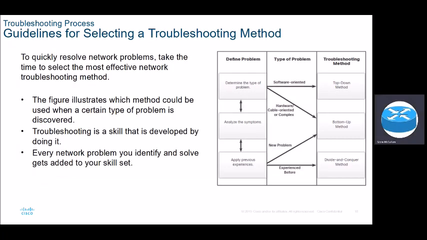All right, so guidelines for selecting a troubleshooting method. To quickly resolve network problems, take the time to select the most effective network troubleshooting method. The figure illustrates which method could be used when a certain type of problem is discovered. Troubleshooting is a skill that is developed by doing it. Every network problem you identify and solve gets added to your skill set.